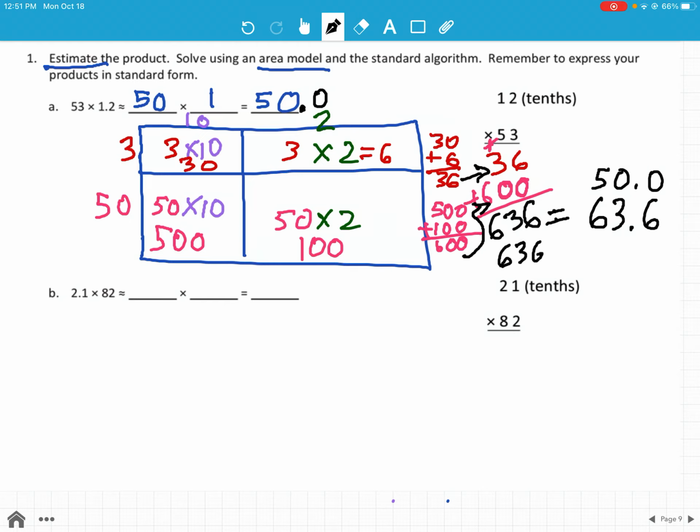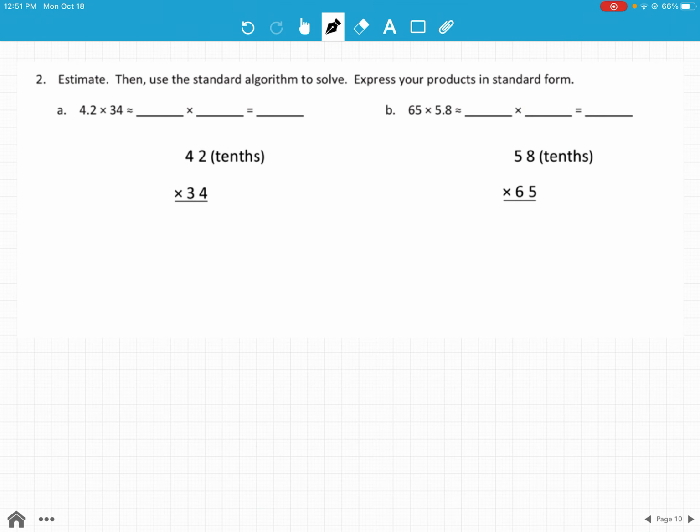Another way of thinking of it, as we did in class, is now we're going to divide it by 10. Because it is 636 tenths, it becomes 63 6/10. Everything shifts 1 to the right. All right, let's go to the next one.